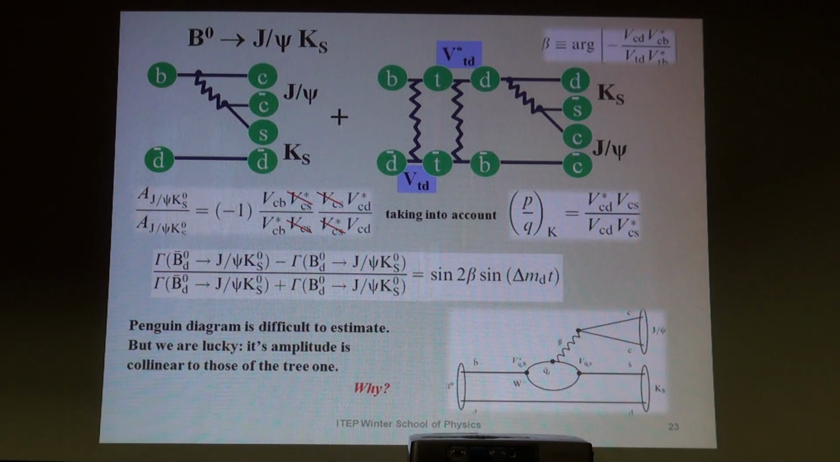Another important thing for this final state: there can also be a penguin diagram contributing to the same final state. This is a penguin diagram. I will talk about penguins tomorrow. But just to mention it today, if we take into account penguin diagrams, which are very difficult to calculate theoretically, we will see that they can contribute. So in this case, it can spoil our measurements. But fortunately, it doesn't, because the matrix elements corresponding to penguin diagrams have exactly the same phase. This is a very good final state where the penguin contribution doesn't bias our measurements.